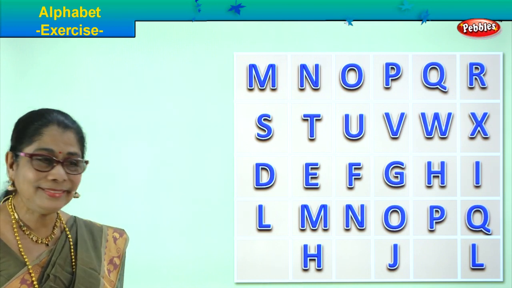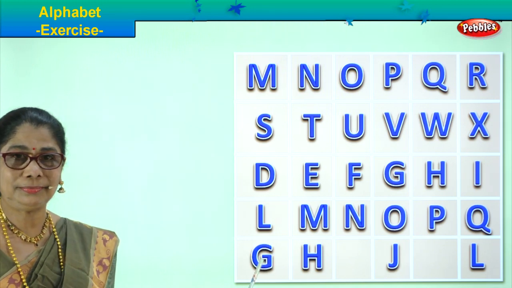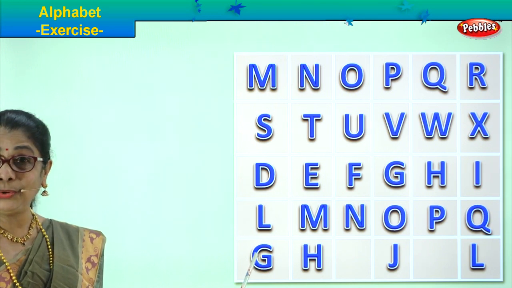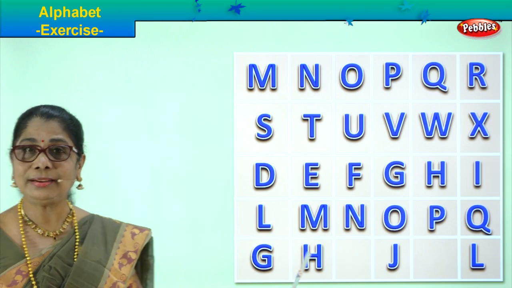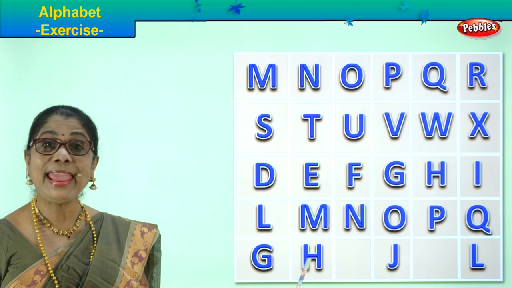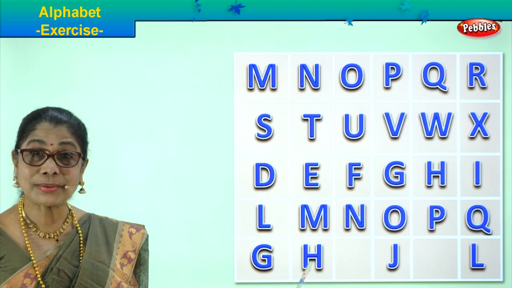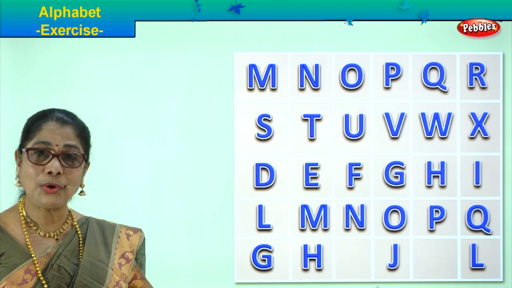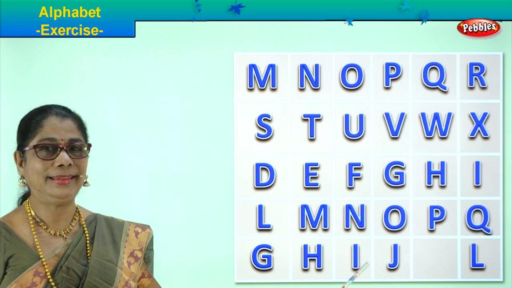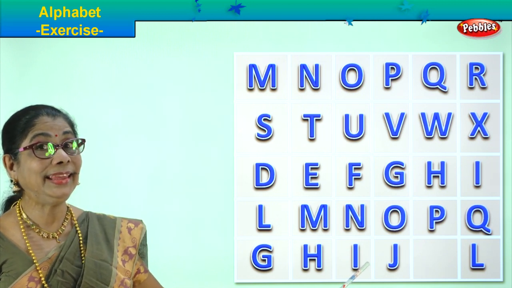Good. G. Letter G. G for girl. But the sound of G, girl. Very good. G, girl. What letter is this? Letter H. What is the sound? House. What is the next letter that will follow H? I. Ice cream. What is the sound of I? I.